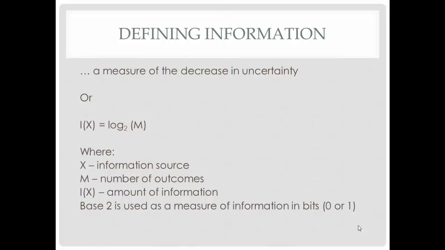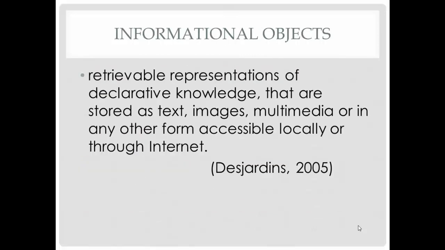Outcomes, then, that are more common give less information, as less uncertainty is inherent in the situation. And outcomes that are more uncommon give more information, and the results can be viewed as being surprising or comprising of surprisal information. Moving from the definition of information, according to Desjardins 2005, informational objects can be viewed as retrievable representations of declarative knowledge that are stored as text, images, multimedia, or any other form that's accessible locally or through the internet.